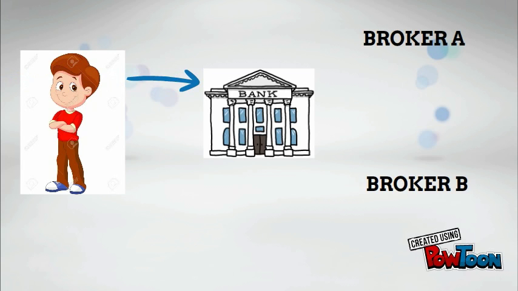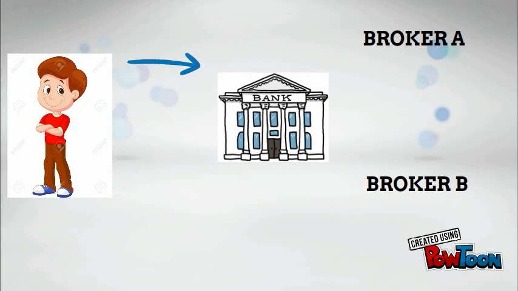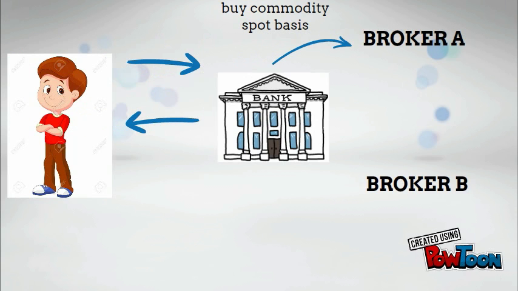The customer also appoints the bank as his agent to sell the said commodity. Secondly, the bank buys a specified commodity from broker A on a spot basis. Next, the bank sells the same commodity to the customer on a deferred basis at cost plus profit.